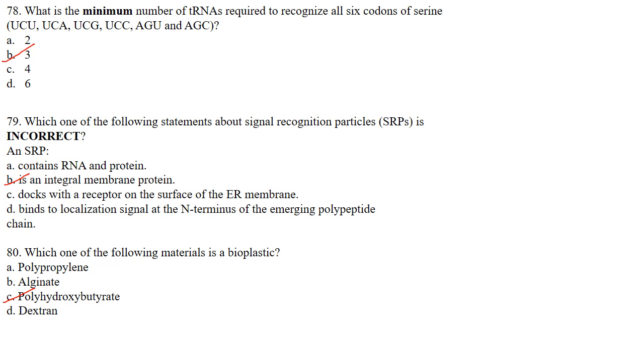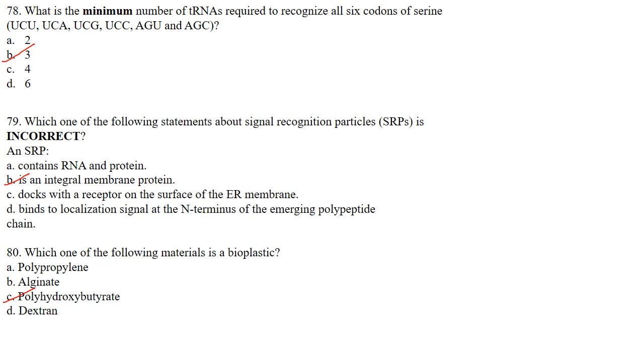Then, what is the minimum number of tRNAs required to recognize all 6 codons of serine? So they have given the 6 codons of the serine amino acid. You need only 1 tRNA to recognize AGU and AGC. This tRNA would have the anticodon UCG or UCA. Then, out of the 6, the remaining 4 can be efficiently recognized by 2 tRNAs. So in total you need only 3 tRNAs. Answer is option B.